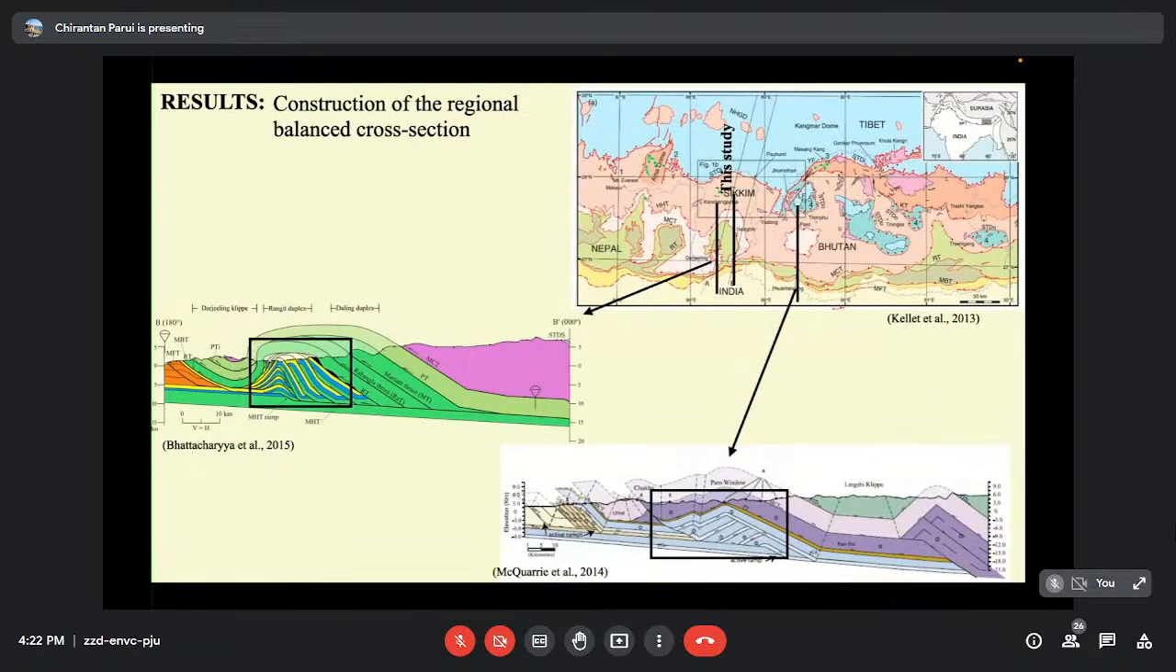To do that, first I actually looked at the transects that lie east and west of my study area, and I see that there are duplexes with foreland dipping horses present in the footwall of the Ramgarh thrust.